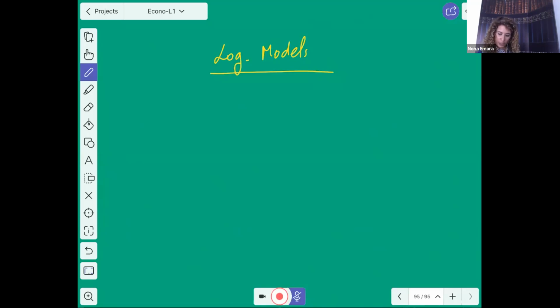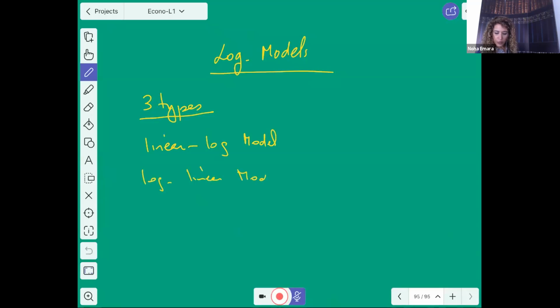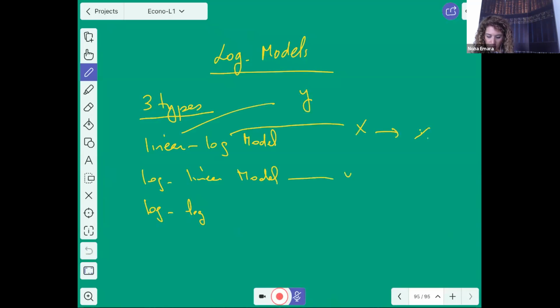So in log models, we have 3 types. I have a linear log model, a log linear model, and a log log model. So linear log is where y is linear, x is in percent. In log linear, the y is in percent, x linear. In log log, both y and x are in percent.